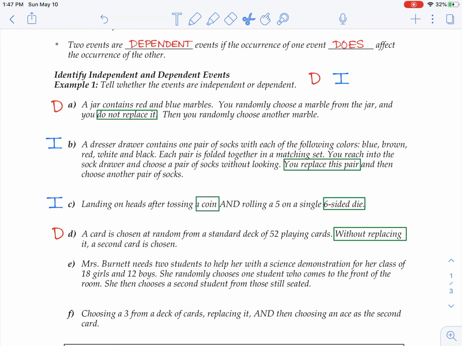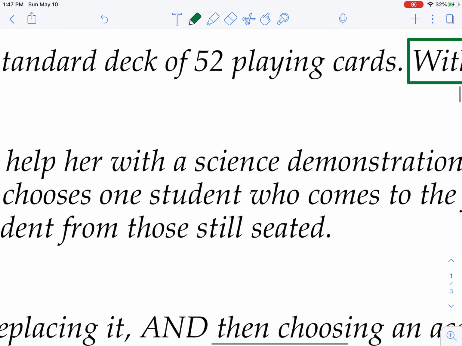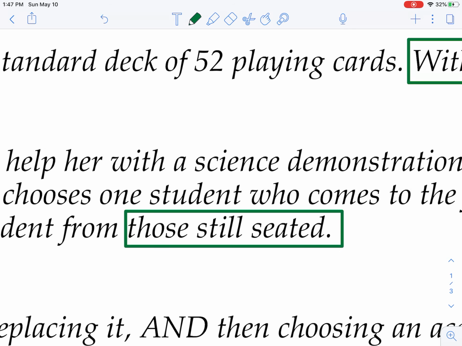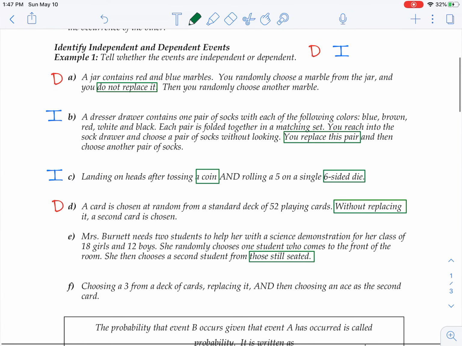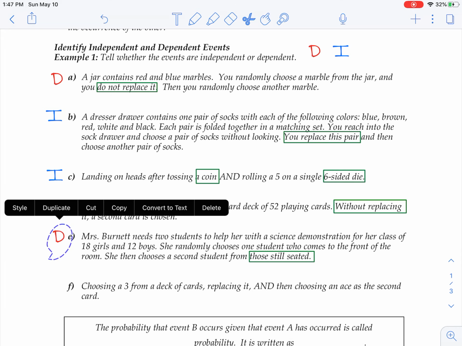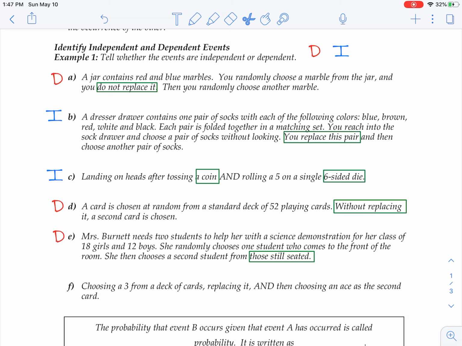Mrs. Burnett needs 2 students to help her with a science demonstration for her class of 18 girls and 12 boys. She randomly chooses one student who comes to the front of the room. She then chooses a second student from those still seated. So I think the best wording of this would be "those still seated," meaning the student she selected first did not get replaced. So these events would be considered dependent because our second probability is affected since our total number of students has lessened by 1.